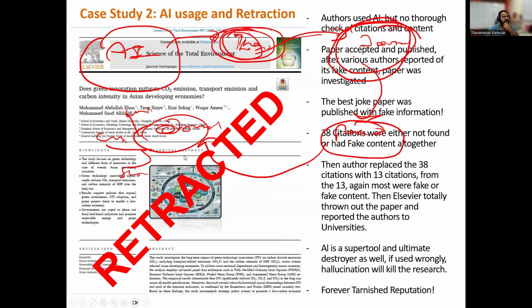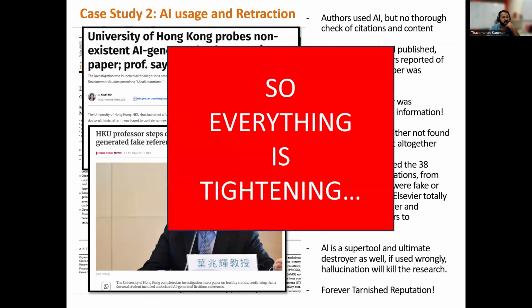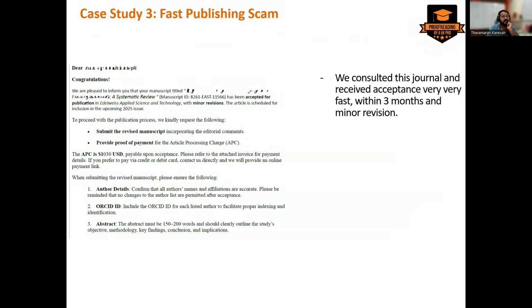Okay, so that is the main scenario. So you guys need to always understand this ecosystem lah. Okay, understand this ecosystem before using AI. Use AI how? I'll teach you in a while. Okay, don't worry about that. So everything is tightening. Okay, everything is massively tightening. So this is the next case study.